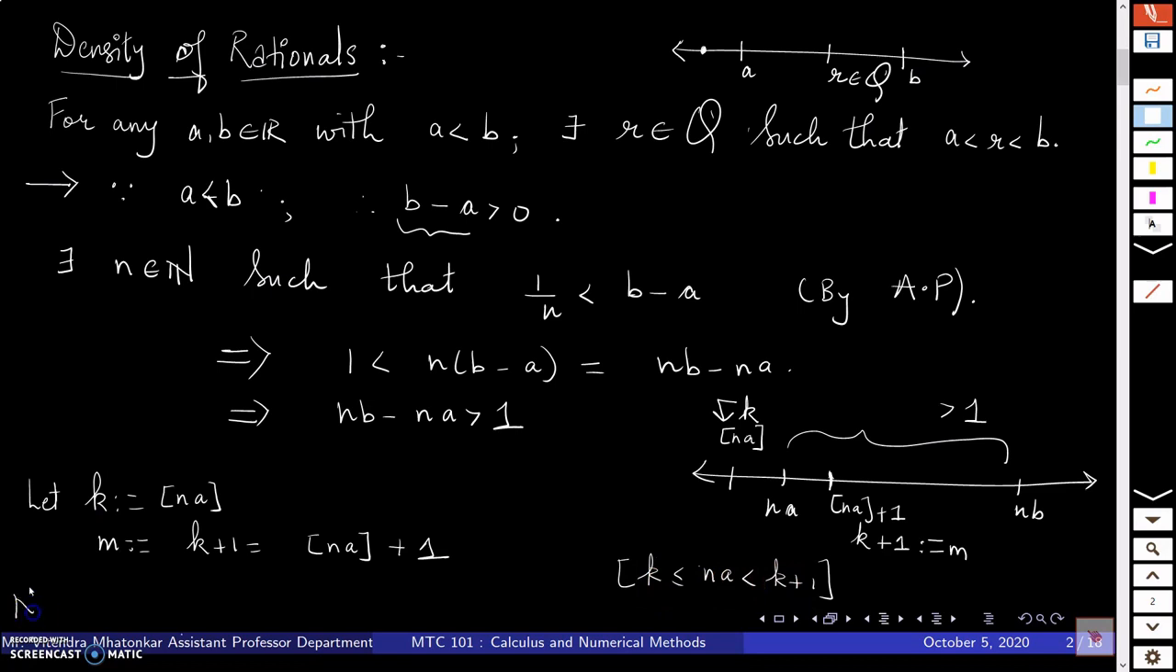So now what I have is k is less than or equal to NA, right? And NA is strictly less than k plus 1, and k plus 1 is nothing but m, correct? So I can write that this is strictly less than k plus 1, that is from here, and k plus 1 is nothing but equal to m.